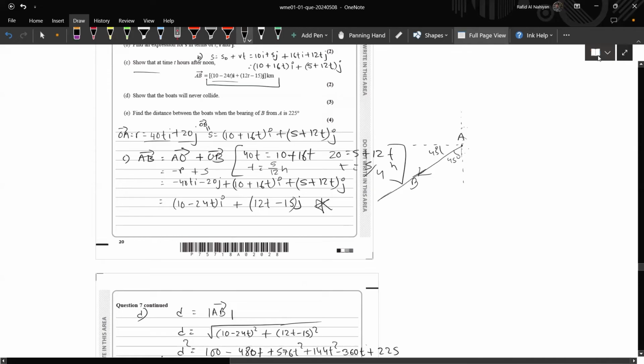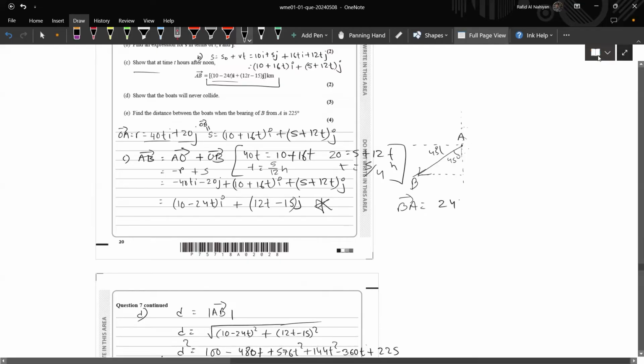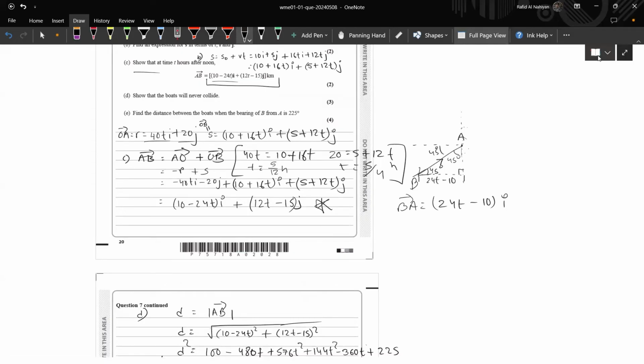Now, I do have the vector AB. And I think in the exam, what I did was I found out vector BA. So BA is basically just going to be the negative of AB. So the negative would be 24t minus 10i. Okay, so I found out BA to get this vector, because if this is 45 and this is a right angle, then this must also be 45 degrees. And basically this horizontal component is now 24t minus 10, because this is the i component. This is the BA vector. So this must be the horizontal component, which is 24t minus 10.